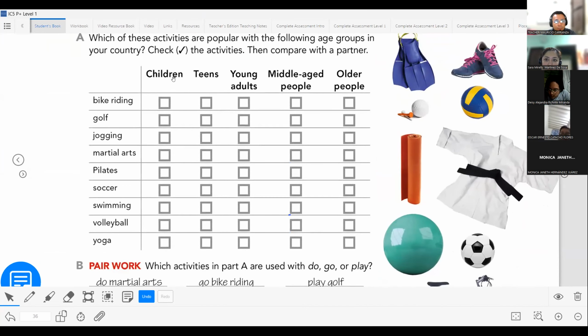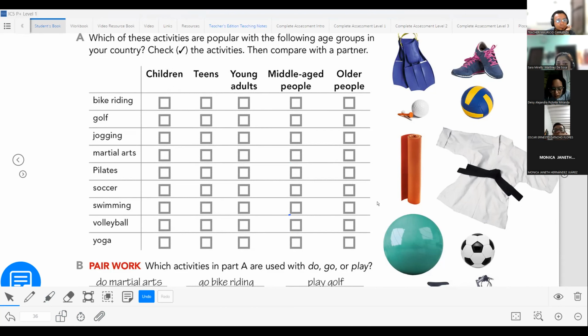You have children, teens, young adults, middle-aged people, I don't know, from 25 to 35 years old, and older people, probably 60 years old and up, right? So you have to choose the activity, and according to the age group, you will decide what is the most popular activity. For example, what do you think is the most popular activity among children?